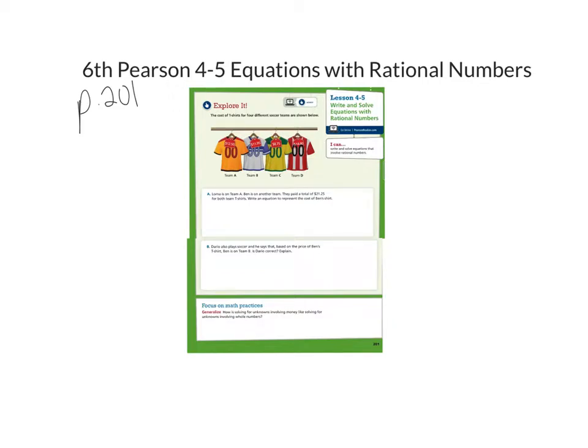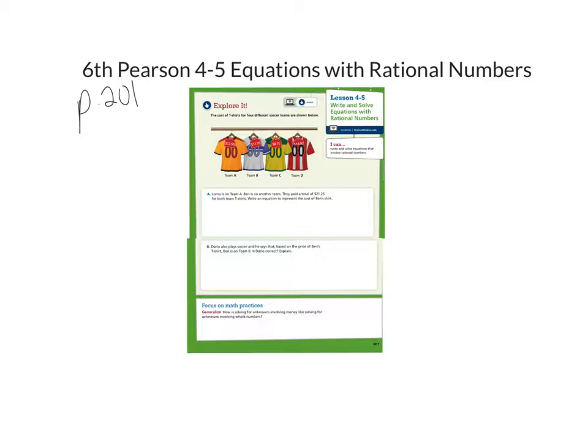We'll look at lesson 4.5, equations with rational numbers. So we've done some solving equations where we've added, subtracted, multiplied, and divided. One thing that's been true with all the problems we've worked so far is we've always been working with whole numbers. In real life, things are not always whole numbers. Things don't always work out evenly, perfectly.